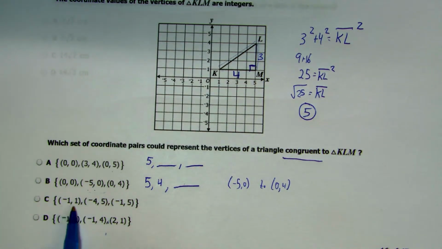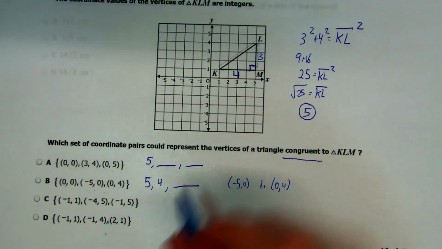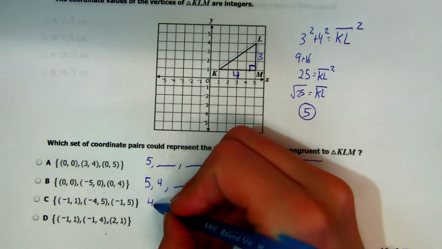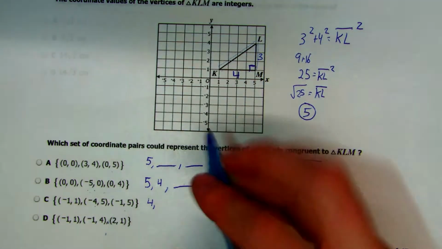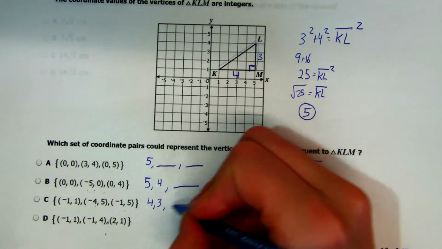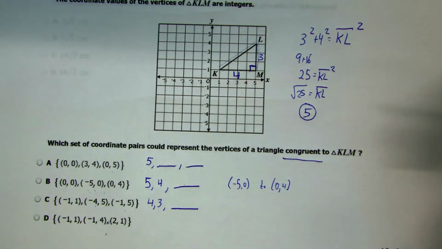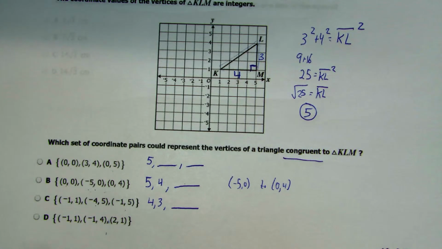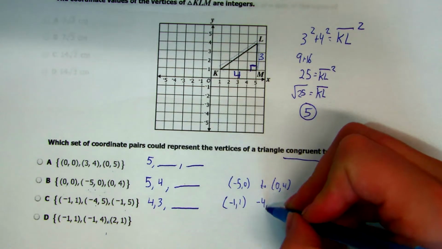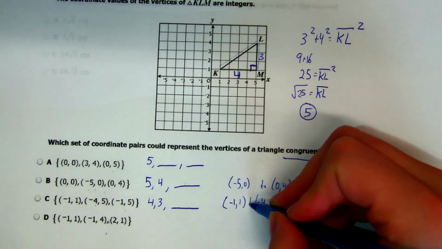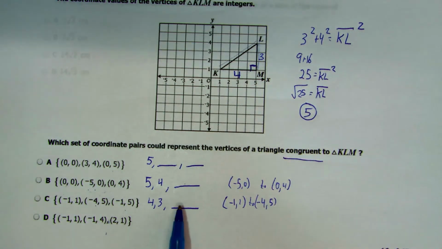Looking at these points, I see (-1, 1) and (-1, 5). Well, these are 4 units apart. I see (-4, 5) and (-1, 5). These are 3 units apart. And then the calculation I have to do would be the remaining pair of points. These are the pair of points that share nothing in common as far as numbers are concerned, which is (-1, 1) and (-4, 5). So if I find that distance, that would be the third one.